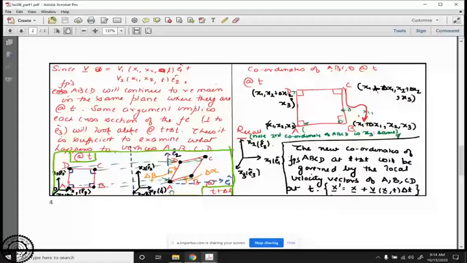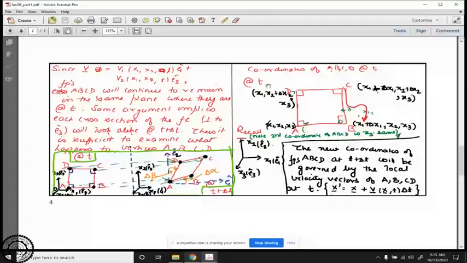I'm denoting the angle that AB subtends at t plus delta t relative to the E1 axis as delta alpha, and the angle that edge AD has with the E2 axis at t plus delta t as delta beta. So this is the general deformation we are expecting.